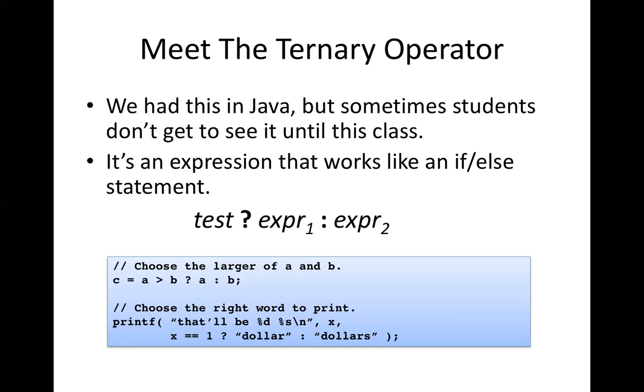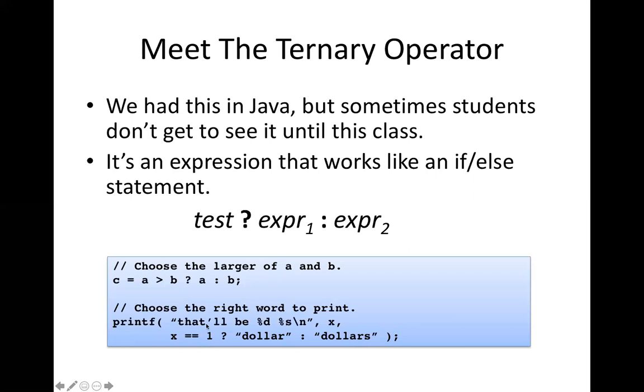I'm showing down here, I want to print out a message like that'll be so many dollars. But I only want to say dollars if the amount is more than one. If there's just $1, I want to do singular. I could do this with an if statement and two different printouts, or I can choose between the word dollar and dollars based on whether X is 1 or not. And that's what I'm doing.